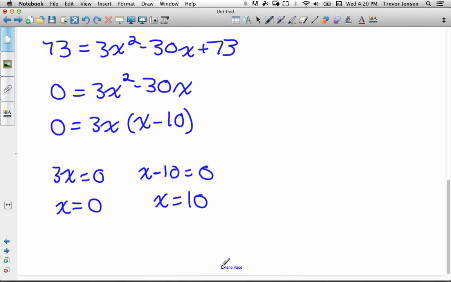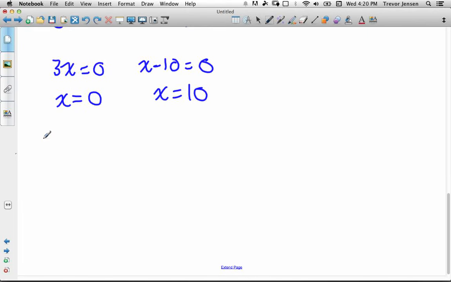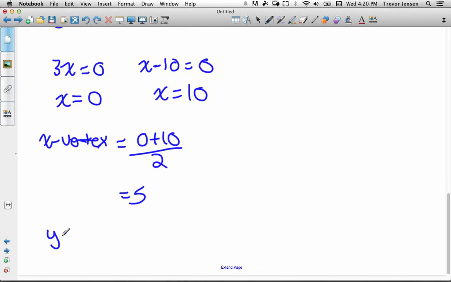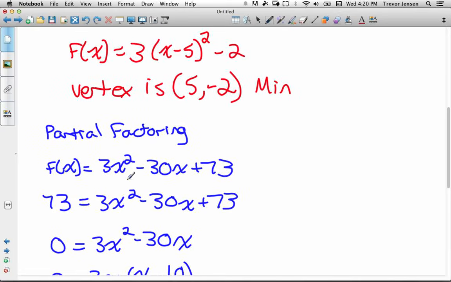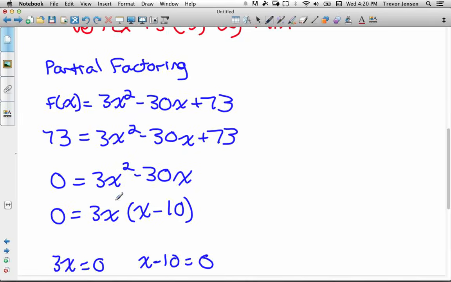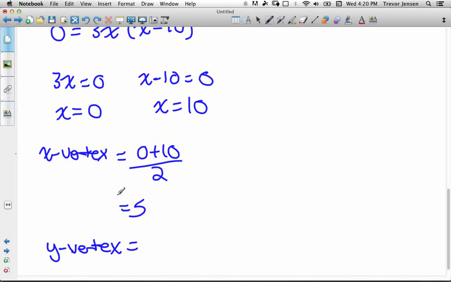So I know parabolas are symmetrical, so to find the x-coordinate of the vertex, I know the vertex is in the middle of the parabola. All I have to do is average those two x values that I found together. 0 and 10, so to average them, just add them, divide by 2, I get 5. To find the y-coordinate of the vertex, all I have to do is plug in that x value of 5 into my original equation of 3x squared minus 30x plus 73.